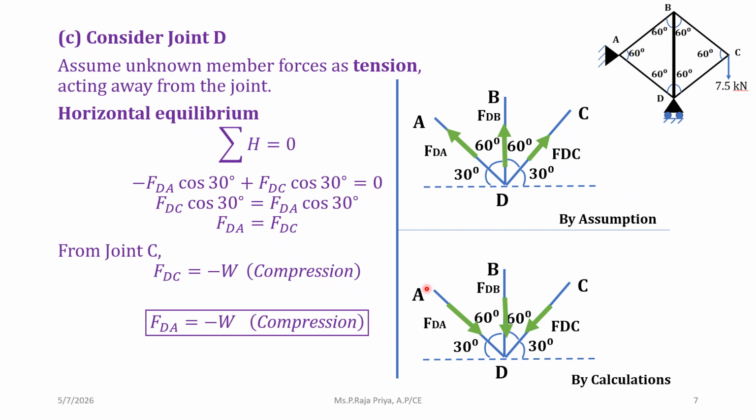We have found out all the member forces, so we can stop with this. If you want to find out any member force further, you can go for vertical equilibrium condition also. Here in horizontal equilibrium itself we have found all the member forces, so we can stop without finding vertical equilibrium.